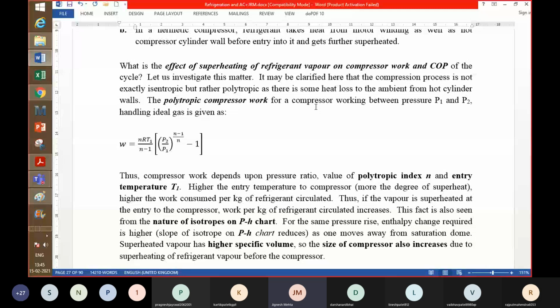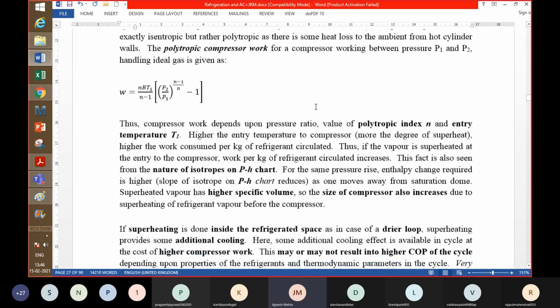So compressor work depends upon the pressure ratio P2 upon P1, the value of the polytropic index n, and the entry temperature T1. You can see the multiple outside the bracket, nRT1. So you are going to write absolute temperature here. If your T1 is higher, you are going to get higher work in kilojoule per kg of refrigerant circulated. So a higher entry temperature to the compressor means a higher degree of superheat, and higher work consumed per kg of refrigerant circulated. Thus, if the vapor is superheated at the entry to the compressor, work per kg of refrigerant circulated increases.